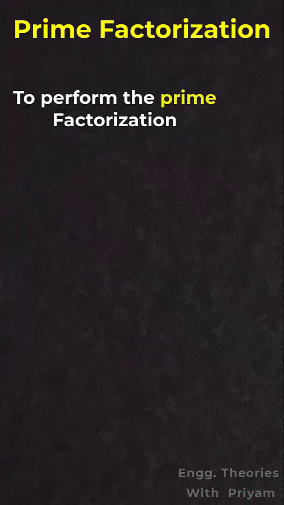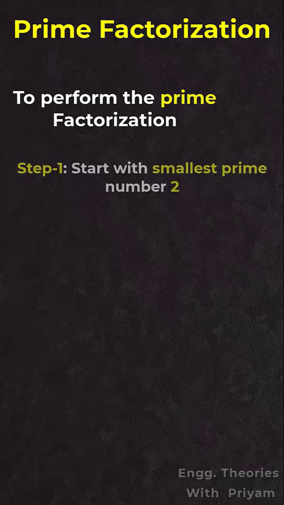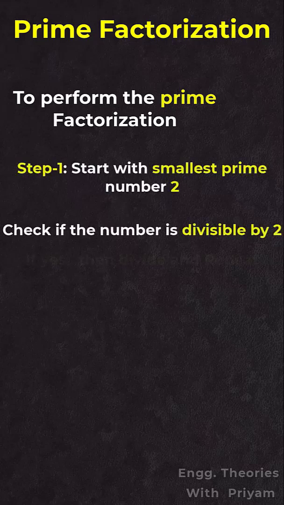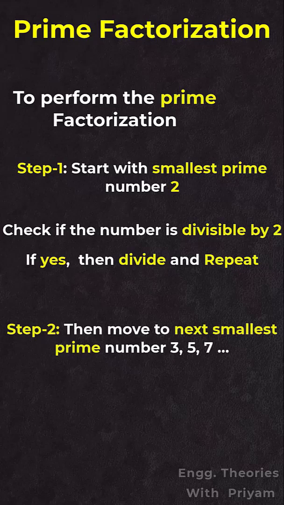To perform the prime factorization, we need to follow some steps. We need to start with the smallest prime number, that is 2. Check if the number is divisible by 2. If yes, then divide it and repeat this process until it is no longer divisible. Then move to the next smallest prime number, 3, 5, 7, and so on. Repeat the process until the number is reduced to 1. Multiply all the prime numbers you use to divide to get the prime factorization.